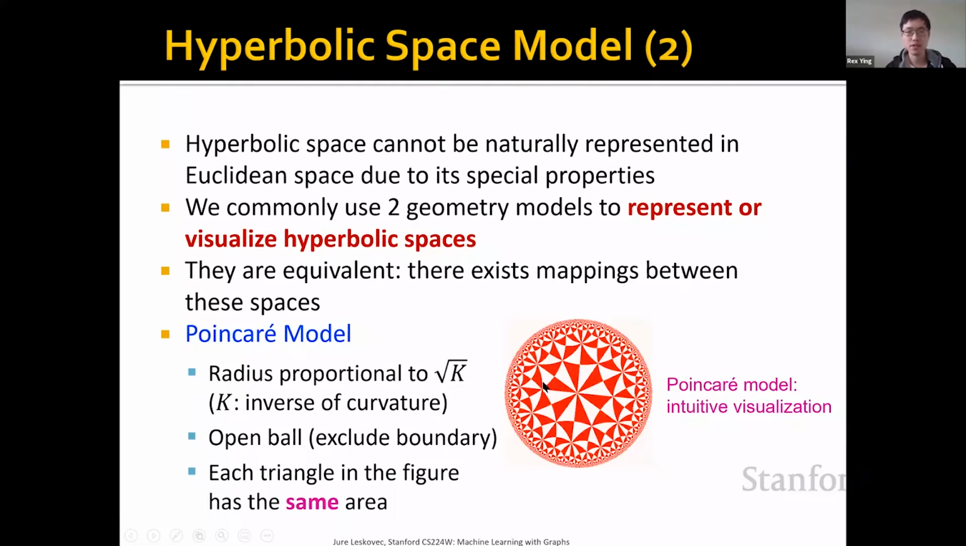This exponential increase in the area or volume as the radius or the norm increases allows us to embed hyperbolic trees. Basically, trees can be embedded by placing the root in the center, because there are very few of them, and placing all the leaves on the edge of the Poincare ball, because there are exponentially many of these leaves as the depth increases.